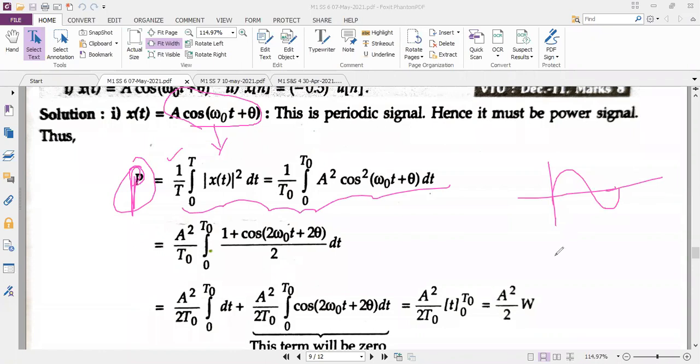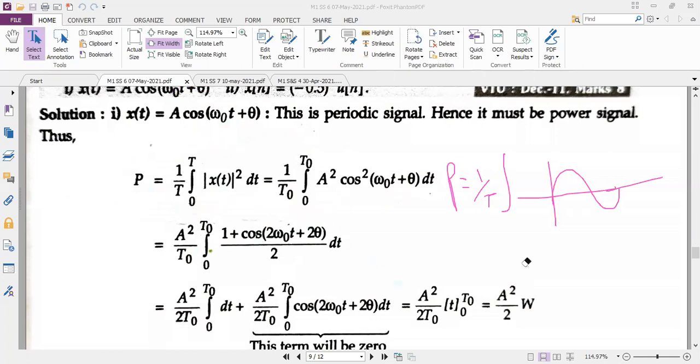In the original formula of power, tell me what is the lower limit and upper limit. Can anybody refer to your notes and tell me? In the original formula of power, what is the limit of integration for a continuous time signal? I'm waiting for you. I want you to check and get me the answer. Minus T by 2 to T by 2.